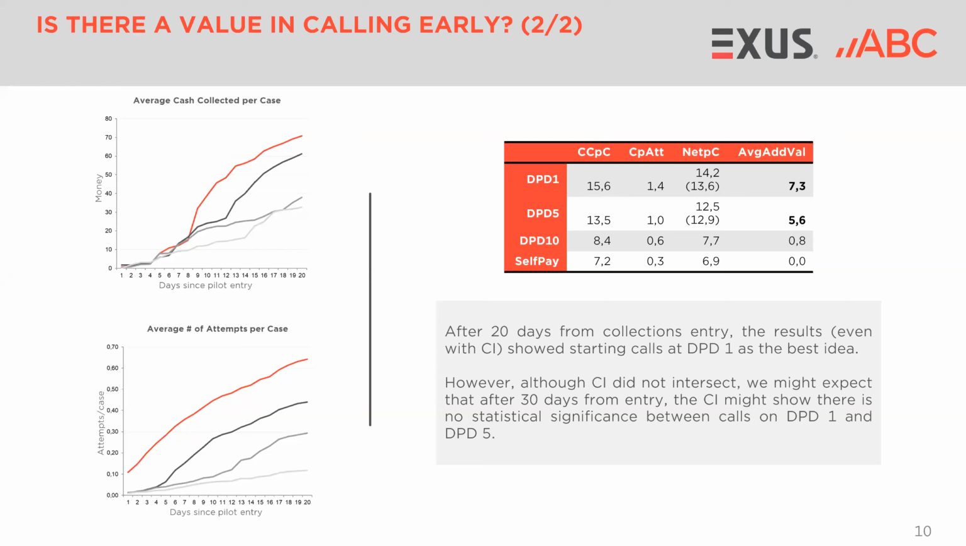And if you look at the net benefit per case, we're looking at that the DPD-10, after 20 days of the pilot, there's also almost no difference. But if you do DPD-1 and DPD-5, then you're looking at 7.3 to 5.6, let's say units or euros, maybe, in the difference.